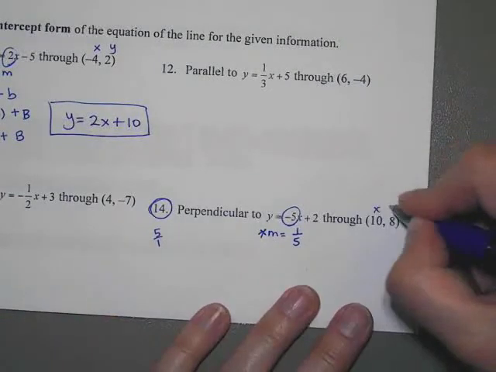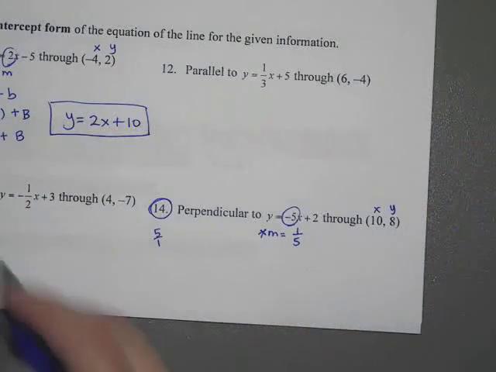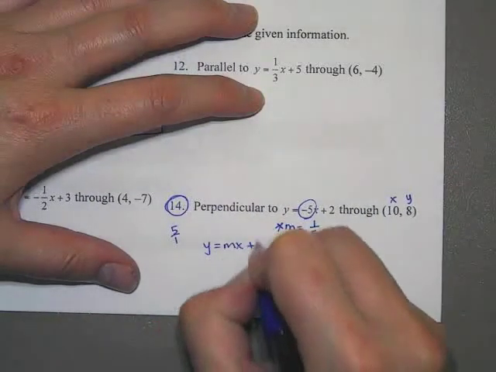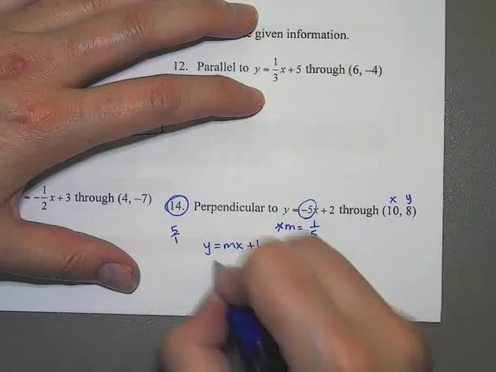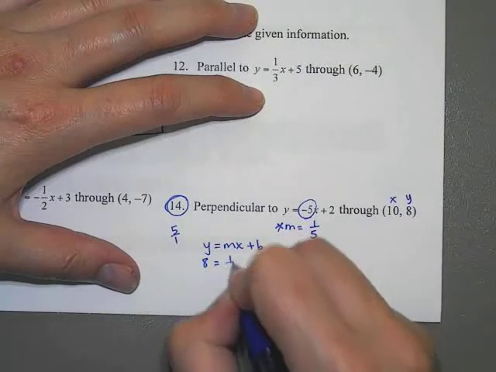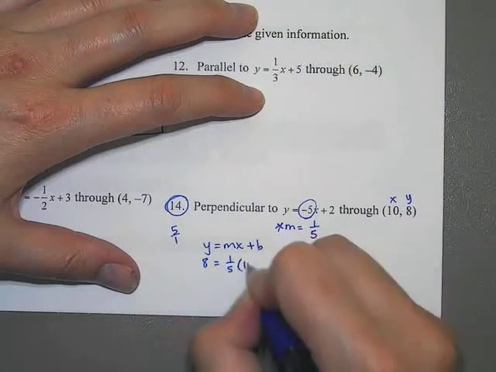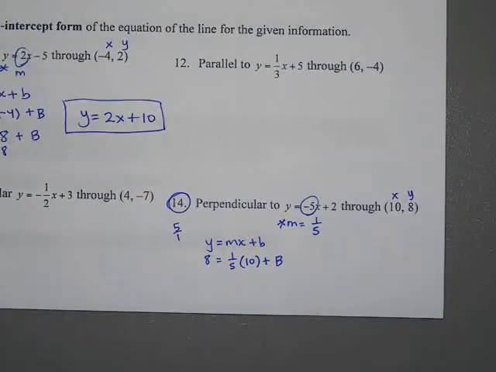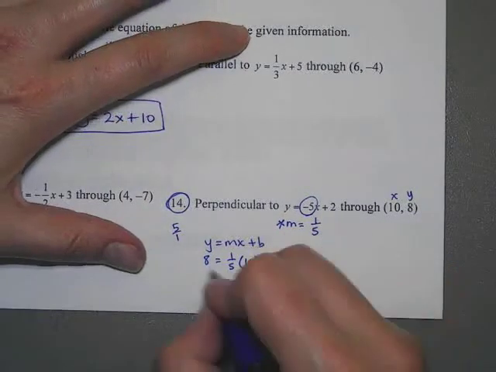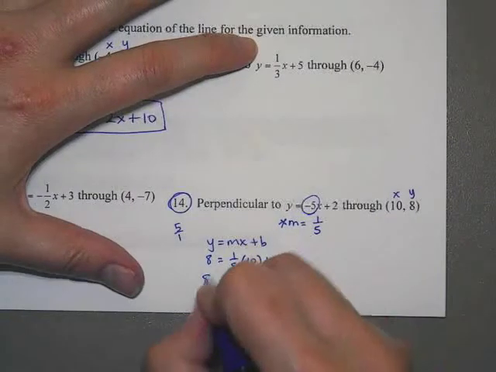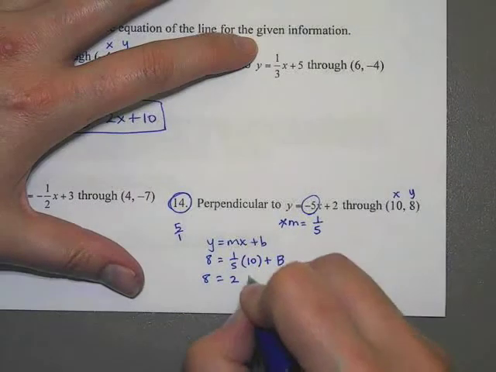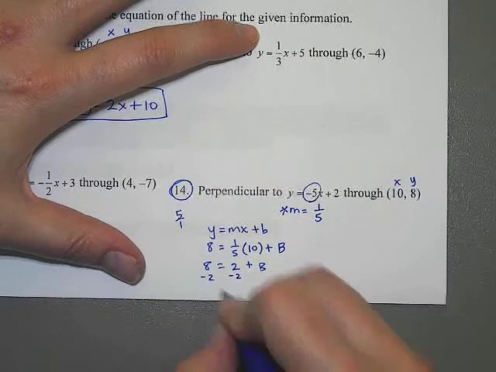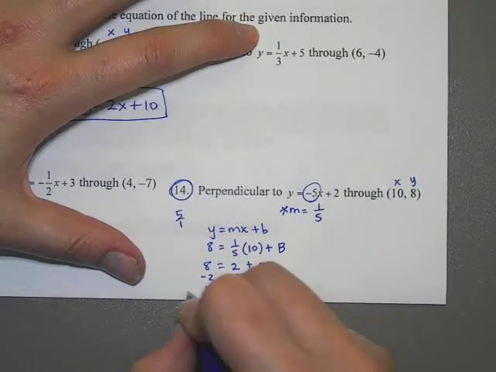Here's our x and our y, and now we have to go through the same process that we've done several times. So y equals mx plus b, and we're going to plug in everything we know. 8 for the y, m is 1/5, x is 10, and we're solving for b. All right, so then we just continue going through and solving. 1/5 times 10 is 2 plus b. Subtract 2 on each side. So we find that our y-intercept is 6.